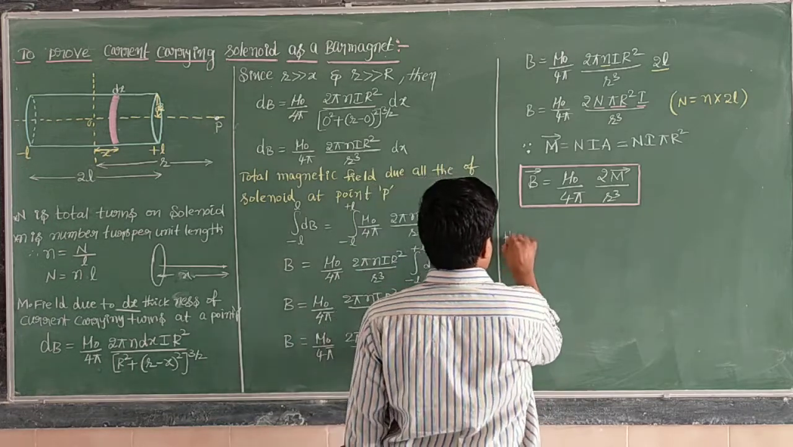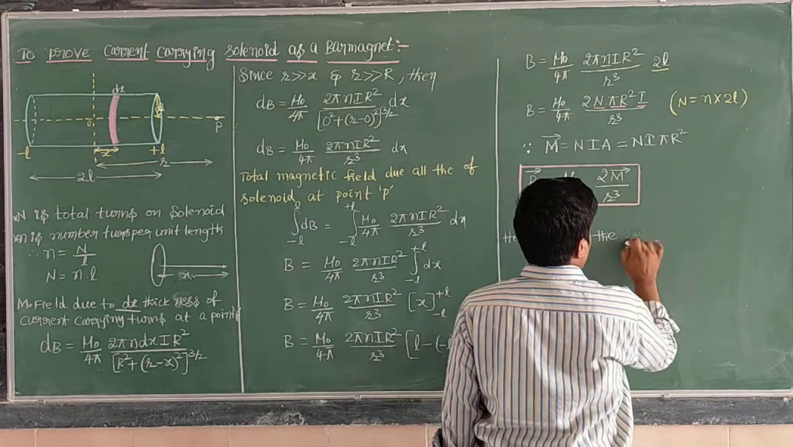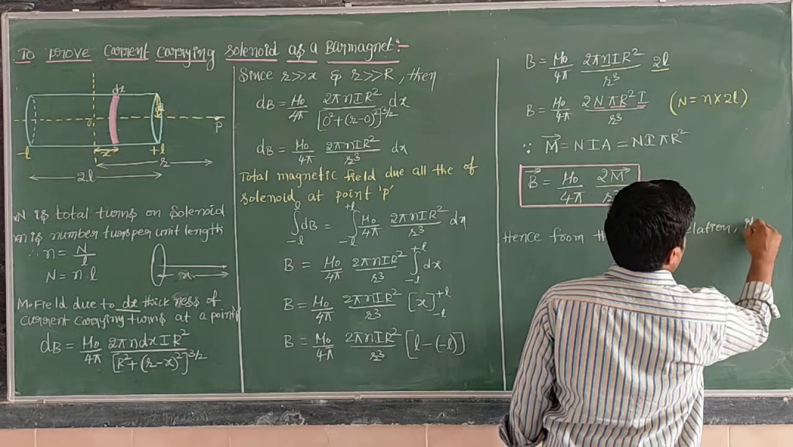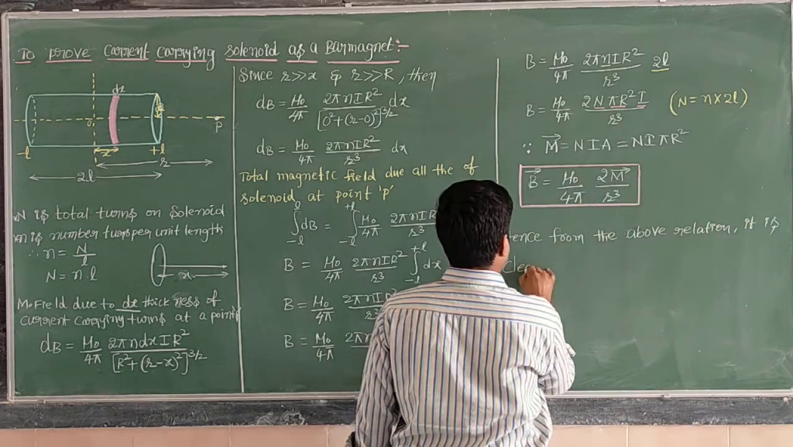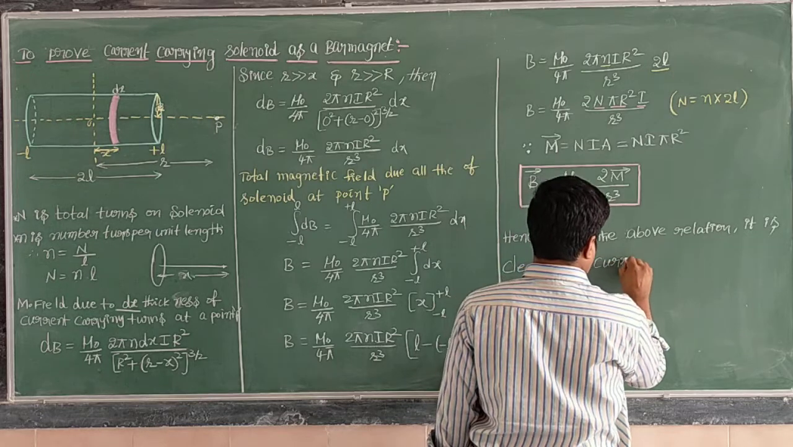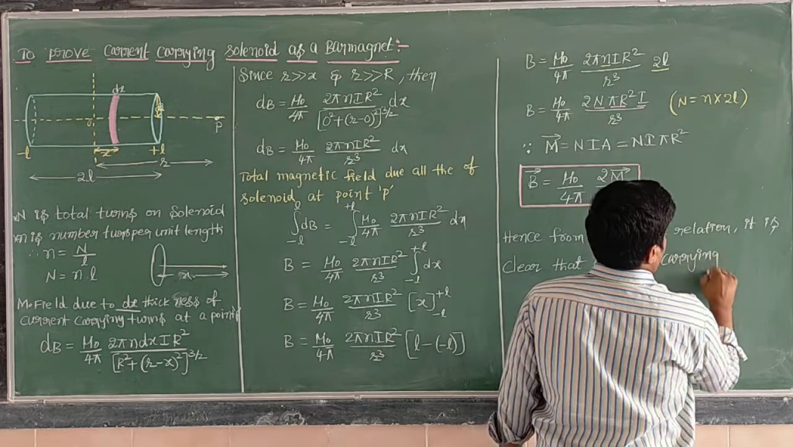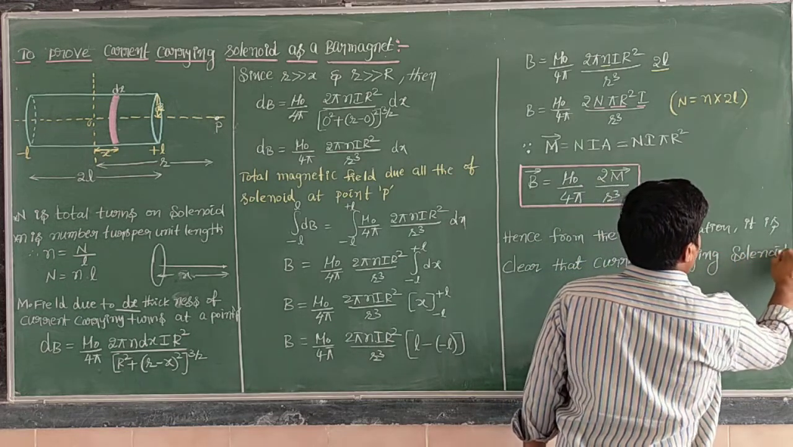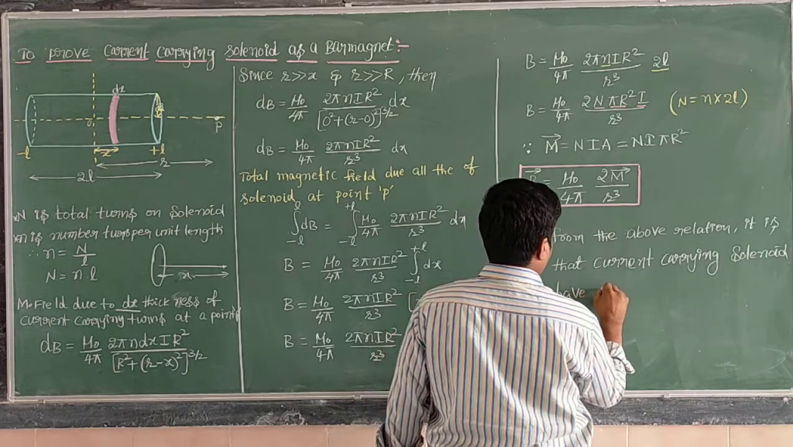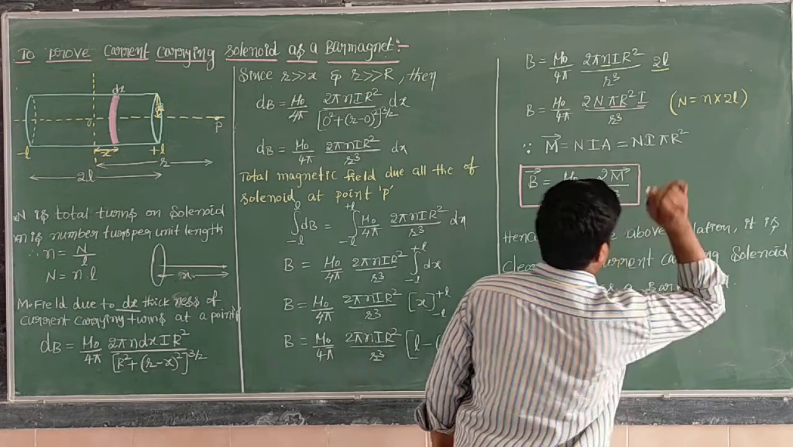Hence, from the above relation, it is clear that a current carrying solenoid behaves as a bar magnet. Behaves like a bar magnet.